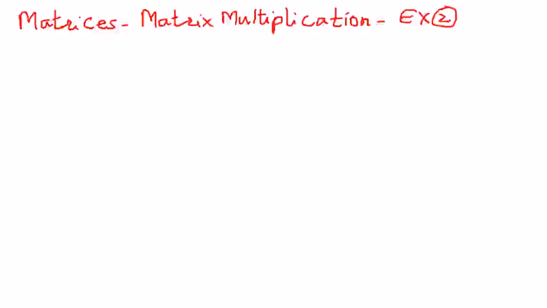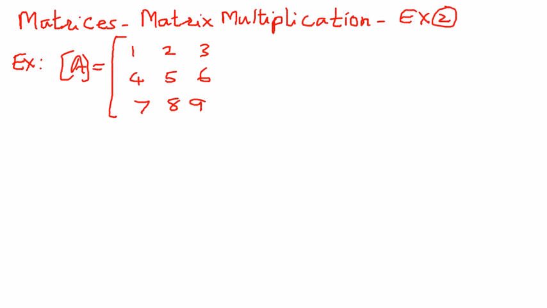Welcome to my presentation. In this presentation, let us see how we can perform matrix multiplication for a 3 by 3 matrix. So let us say we have matrix A equal to 1, 2, 3, 4, 5, 6, 7, 8, and 9. So 1, 2, 3, 4, 5, 6, 7, 8, 9 are the elements of matrix A.